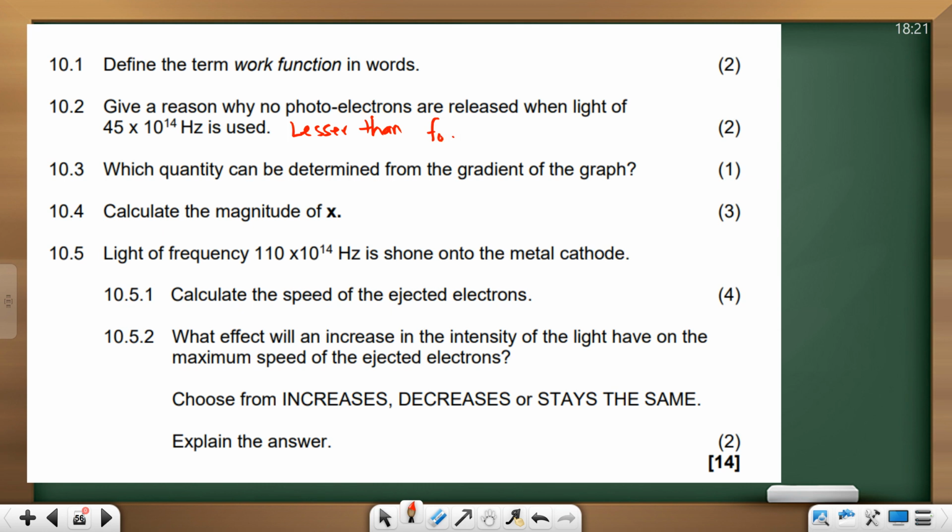We move on. Guys, I don't know if you see this topic as something light to pass through easily. Just know your concepts. What quantity can be determined? Did we answer that already? Yes. What is this? Planck's what? Constant.